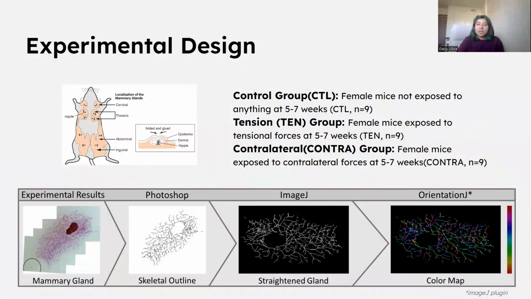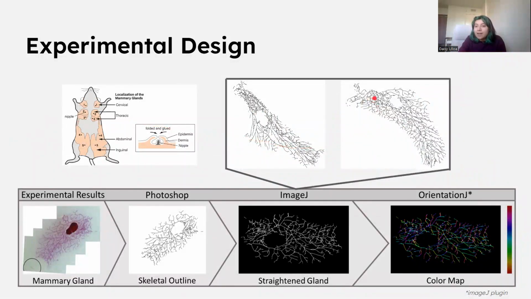At 7 weeks, microscopy images are taken of the mammary glands, and we created skeletal outlines of the epithelial branches in Photoshop. We put these outlines through an imaging software called ImageJ, where we straighten the glands. The reason we did this is that some of the glands, seen here, have a much stronger curvature than, say, other glands do. In order to take comparable measurements, it was important for us to straighten the glands so that there was consistency amongst all the data. We also put the straightened glands through another ImageJ plugin called OrientationJ, and that showed us the angle at which the branches are growing throughout the gland.